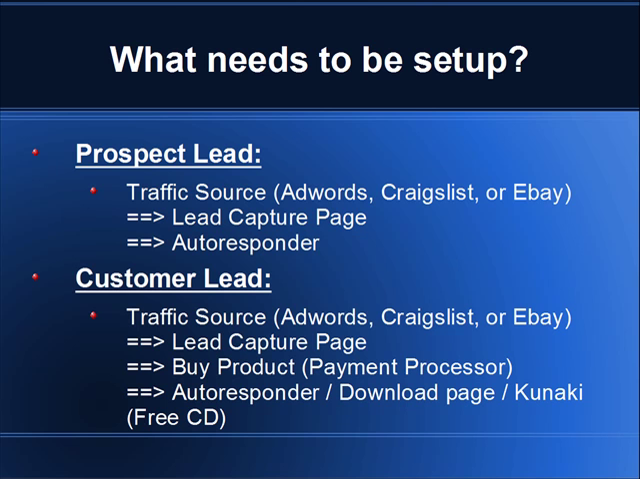So they land on the lead capture page. They have sales copy that presents them with an offer. They can buy the product, which leads them to a payment processor. In this case, we're dealing with PayPal. And after they pay, they're sent to an autoresponder where they fill out their information. That can lead them to the download page, or to Kunaki, which of course is you. You would get their information, like their address and all that stuff, and then create an Excel sheet and upload it to Kunaki. They wouldn't actually see Kunaki, only you would. You'd fill all that information out and they would be sent the free CD.